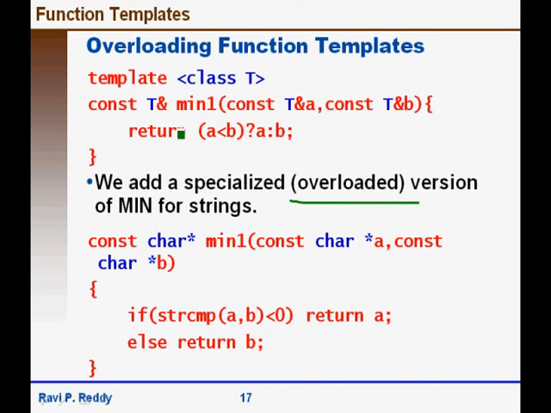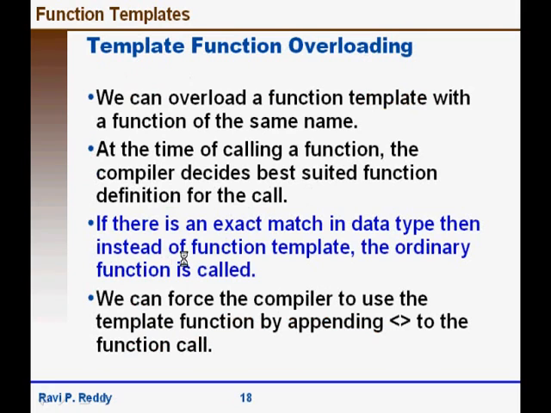So, here's a min1 function, which is a function template. Here's a min1 function, which is specialized for strings only. It compares two strings using the strcmp function. So now we have overloaded the function template with another version of the function which takes a char star as input and gives a char star value as return. So we can overload a function template with a function of the same name. At the time of calling the function, the compiler decides the best suited function.